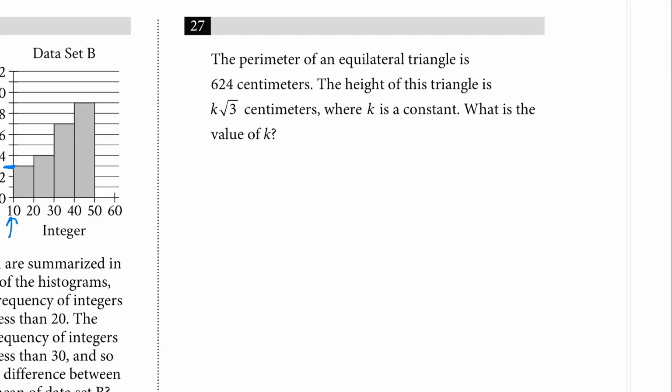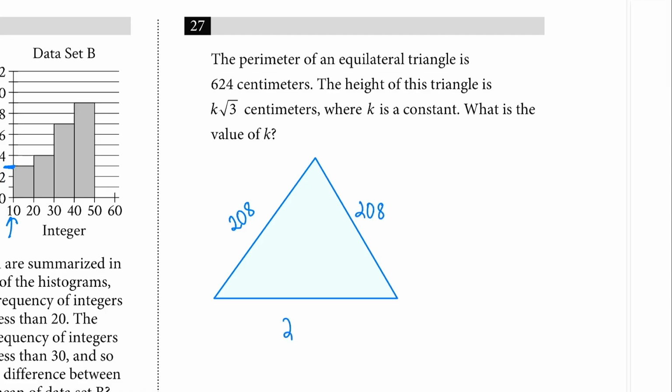Number 27, the perimeter of an equilateral triangle is 624 centimeters. The height of this triangle is k radical 3, where k is a constant. What is the value of k? Let's draw out our equilateral triangle. We know that the perimeter is 624, so we can divide 624 by 3 and get all of our side lengths. We also know that the height is k radical 3 centimeters.